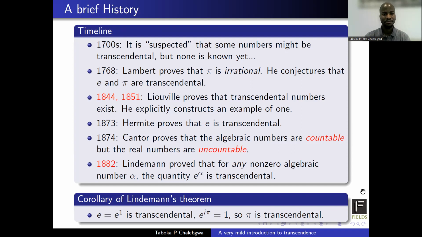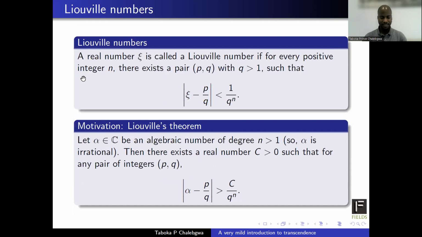All right, so Lindemann's theorem gives us a method of constructing new transcendental numbers, I suppose. And it also allows us to immediately deduce that pi is a transcendental number. So essentially solving two of the classical questions that were at the beginning of transcendental number theory. All right, let us proceed.